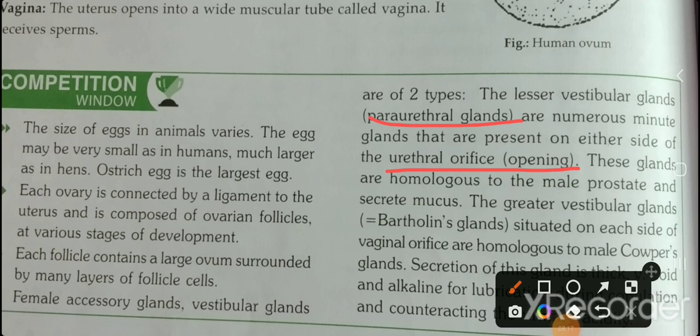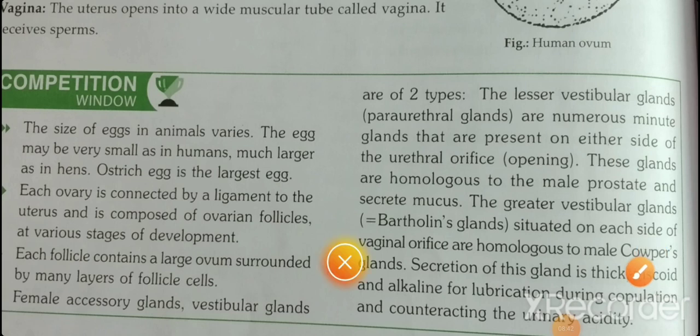They secrete mucus. It is similar to the male prostate. So we have seen the male prostate part, right? So the same work it will do, it secretes mucus. And it is also called the greater vestibular glands, Bartholin's gland, which is situated on either side of the vaginal orifice and is homologous to the Cowper's glands of the male.